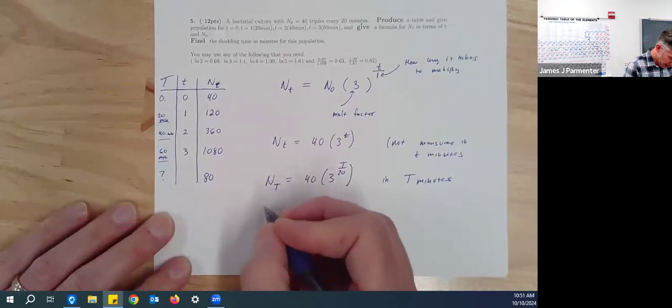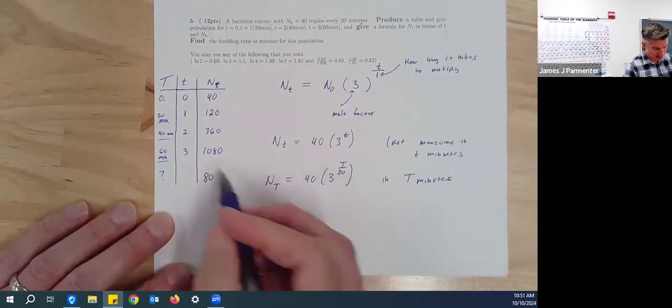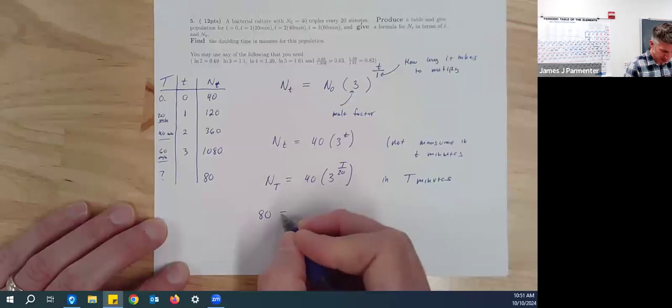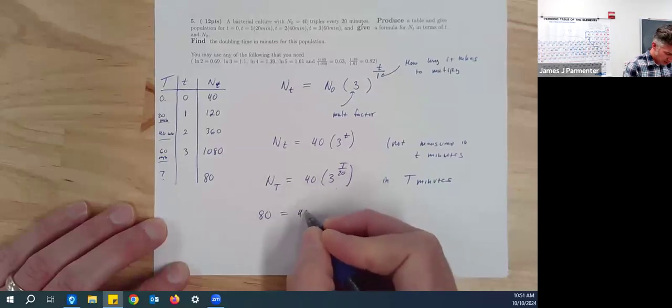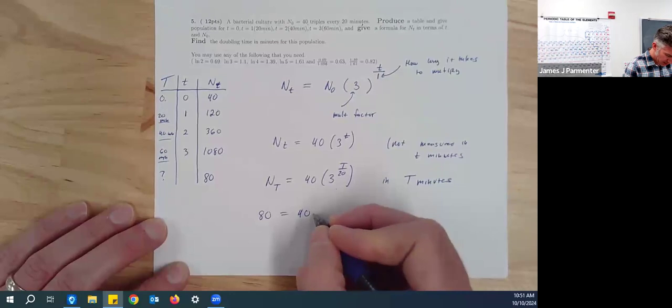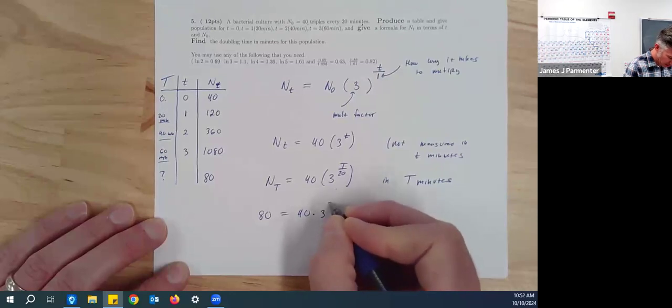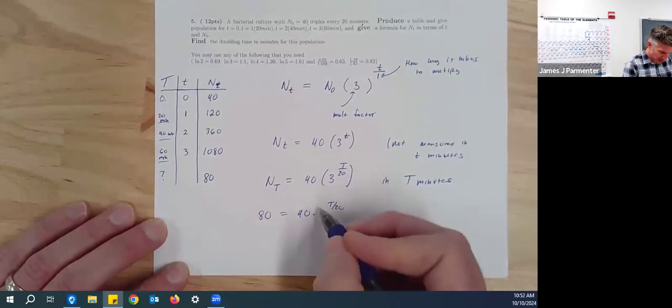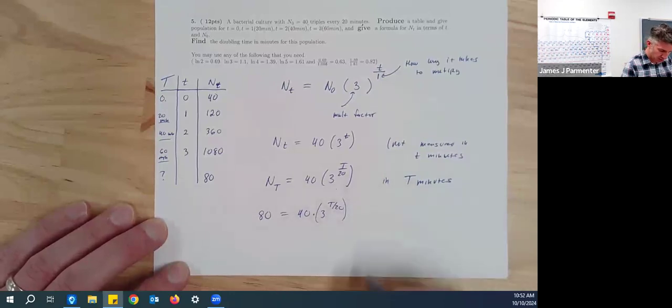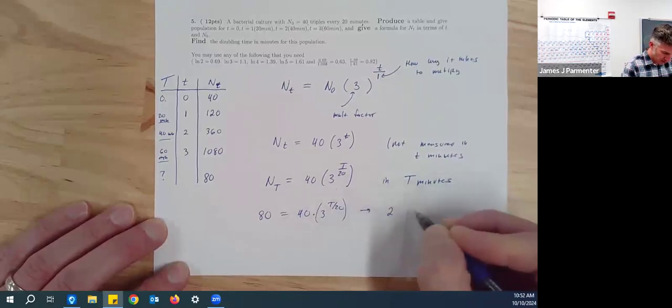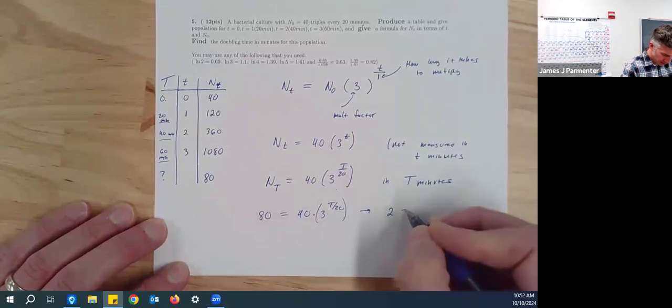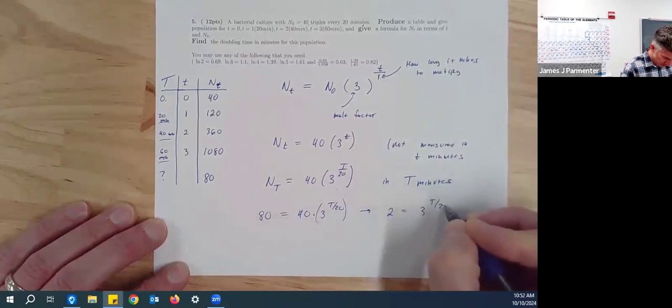So then we're going to say, great, 80, sorry, it should be my capital N of T. Sorry, my notation's a little bit wonky here. So 80 equals 40 times 3 to the T over 20. We can't multiply the 40 by the 3. We have to divide by 40. So we're going to get 2, right? 80 divided by 40 is equal to 3 to the T over 20.